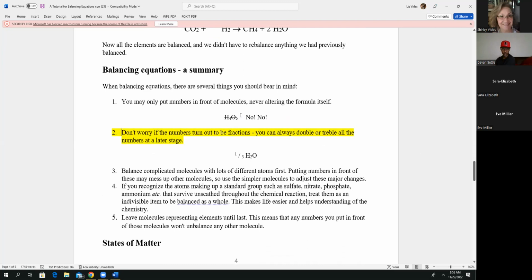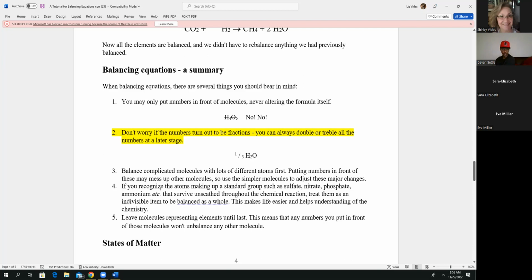That, like I said, that's playing God, because you're making molecules that weren't there to begin with. Chemistry God, you know, you're doing something that shouldn't be. All right, balance the complicated molecules with lots of different atoms first. Putting numbers in front of these may mess up other molecules, so use the simpler molecules to adjust those major changes.